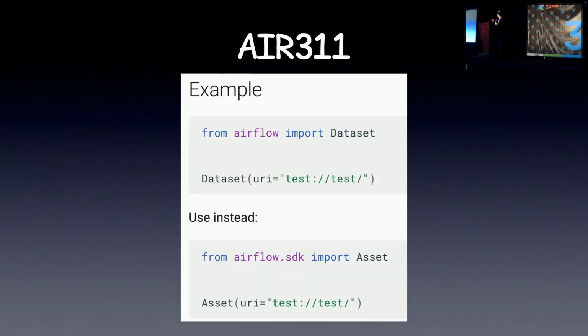And for this one, we renamed dataset as asset per AIP 73. But if you still run from airflow import Dataset, it still works fine. But it's basically an alias from airflow.sdk.Asset, from the dataset part aliased to the asset part counterpart. So we still suggest you to use the new version.